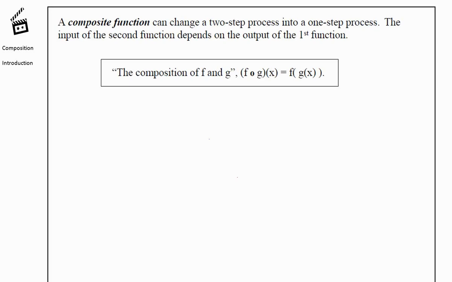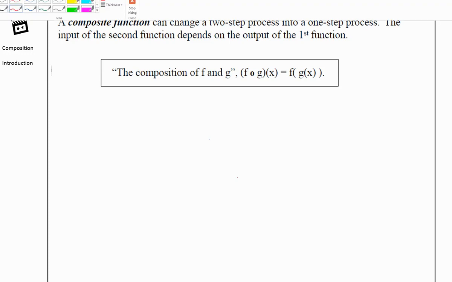We're now going to talk about a new concept called function composition, or how to find a composite function. As you can see here, a composite function can change a two-step process into a one-step process. The input of the second function depends on the output of the first function. So what does that mean?